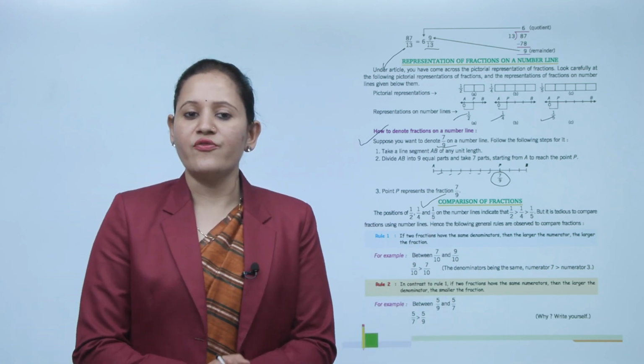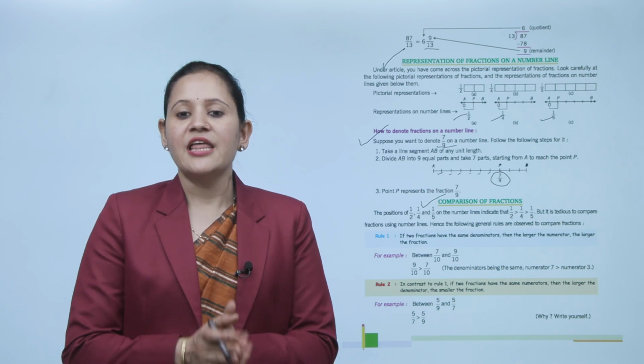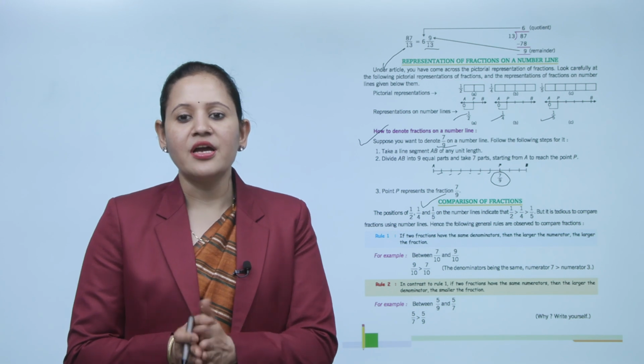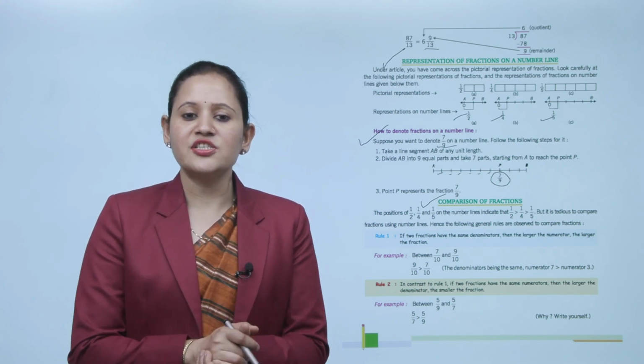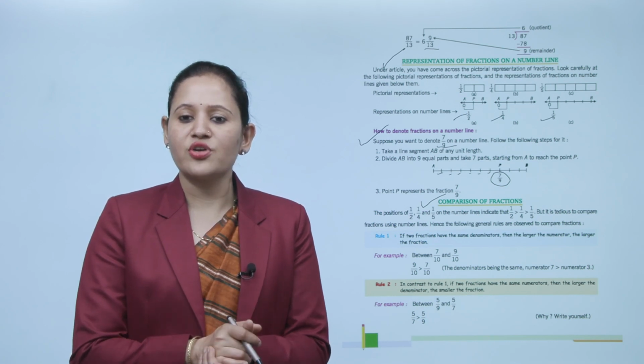The positions of 1 by 2, 1 by 4 and 1 by 5 on the number line indicate that 1 by 2 is greater than 1 by 4, which is greater than 1 by 5. But it is tedious to compare fractions using a number line. Hence the following general rules are observed to compare fractions.